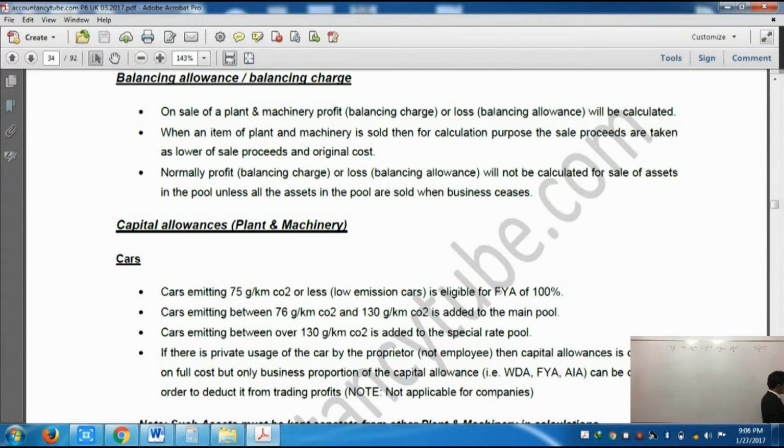Normally profits, which are balancing charge or loss, balancing allowance, will not be calculated for the sale of the assets in the pool, unless the assets in the pool are sold when business ceases. So it won't be calculated unless the business is going to cease. Alright, so that's what it says normally happens. So we normally do not calculate a balancing charge or balancing allowance unless it says in the question that business is going to cease. All right? If the business is going to cease, then we will definitely do that.